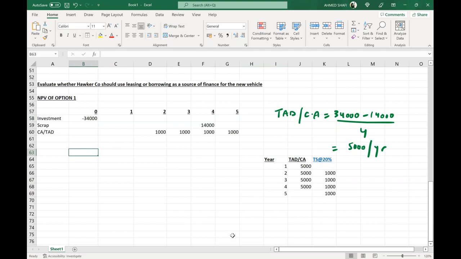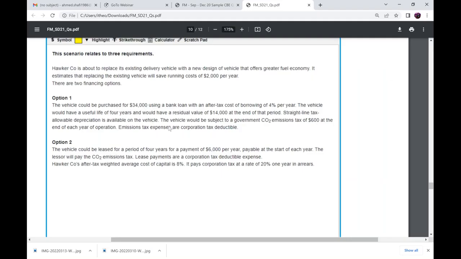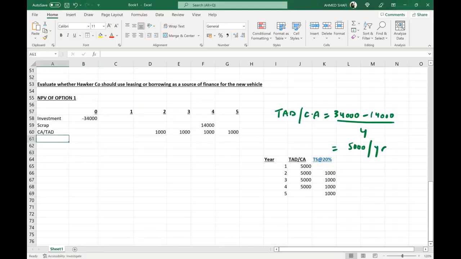What are the other cash flows? Investment 34,000, life of 4 years, scrap value 14,000 inflow. Tax allowable depreciation is 5,000 each year, which reduces profit, so gives a tax benefit of 1,000 in arrears. The vehicle would be subject to a government CO2 emission tax of 600 at the end of each year. So it's a 4 year life, right? So at the end of each year, you have to bear an emission tax of how much? 600 negative. Four-year life, so four times you have to bear an emission tax of 600.